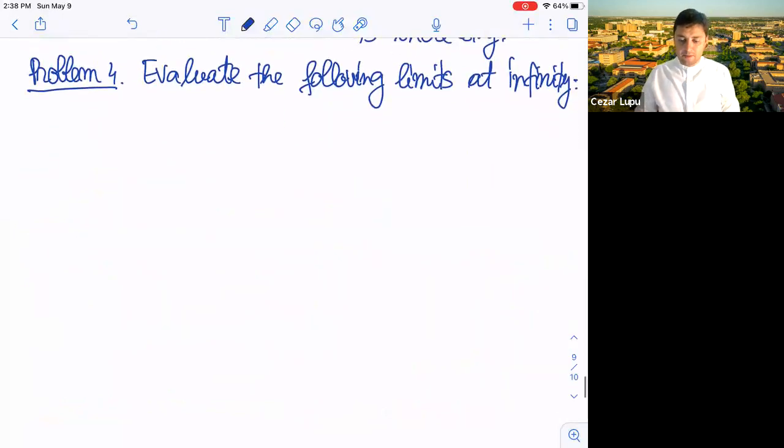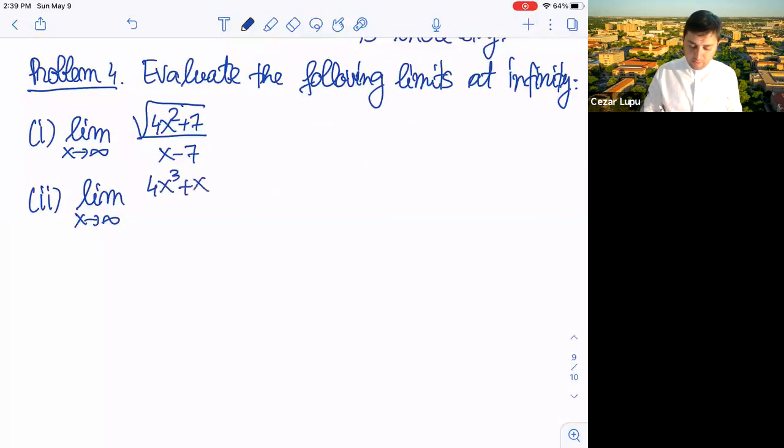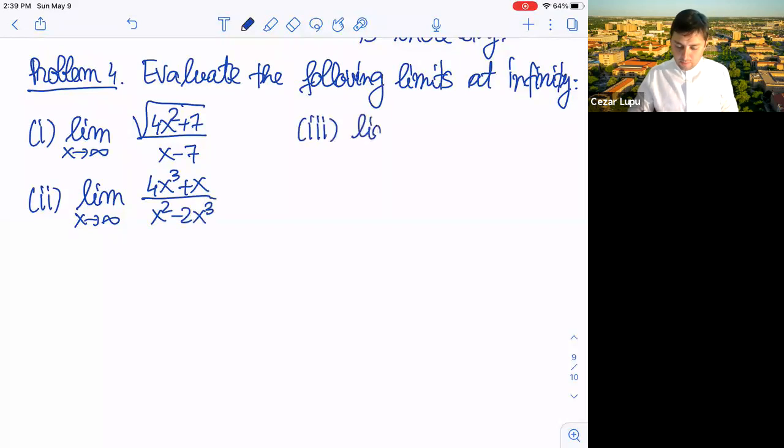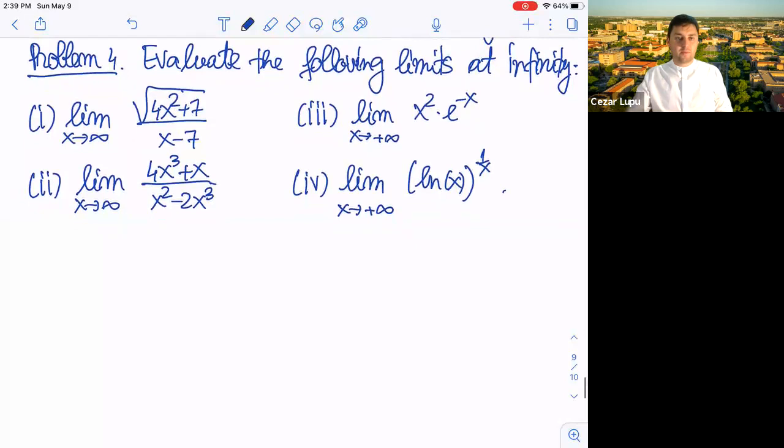All right. Let's see. The first one is the limit as x approaches infinity of the square root of 4x squared plus 7 over x minus 7. The second one is the limit as x approaches infinity of 4x cubed plus x over x squared minus 2x cubed. The third one is the limit as x approaches positive infinity of x squared times e to the negative x. And the fourth one is the limit as x approaches infinity of ln of x to the power 1 over x. Okay. So I'd like you to think of these problems for a couple of minutes.